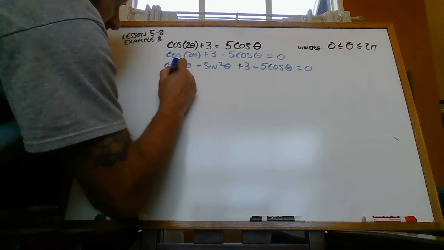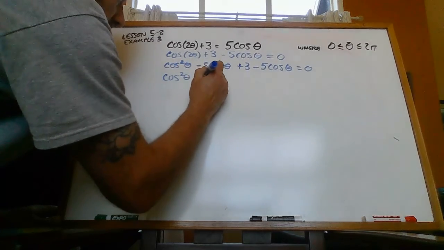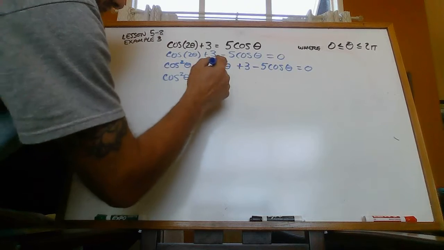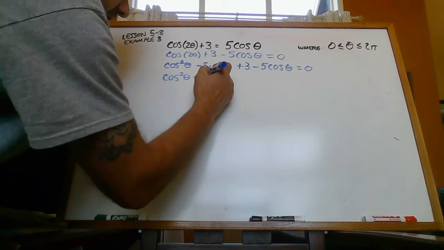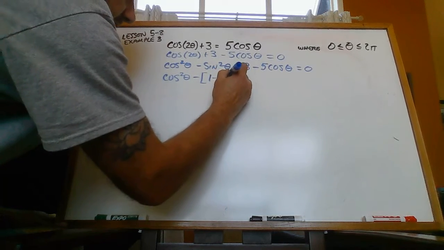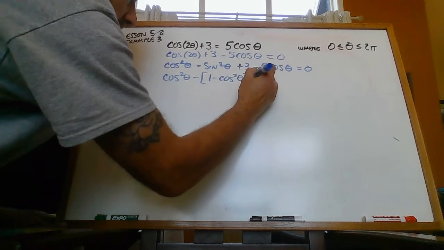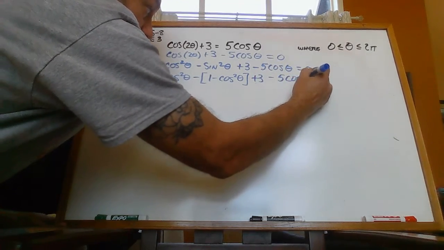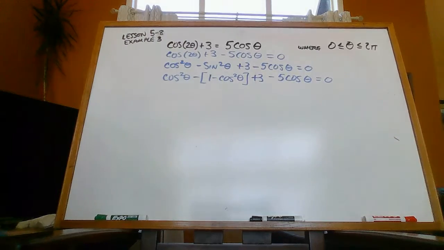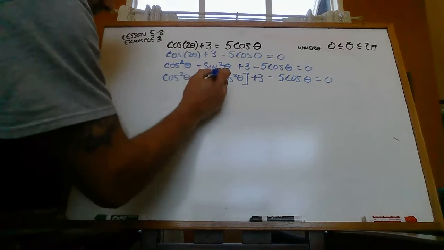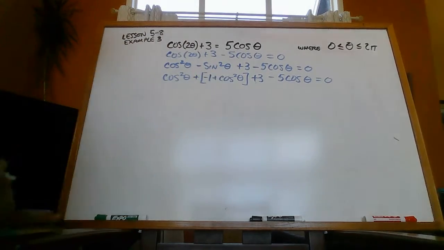So what we're going to do is we're going to take this, and remember that we're going to use the sine squared plus cosine squared equals 1. So that means, with a little bit of algebra, that minus sine squared is actually minus (1 minus cosine squared). Okay, now we've got this whole thing into cosines. We can distribute the minus sign in here.